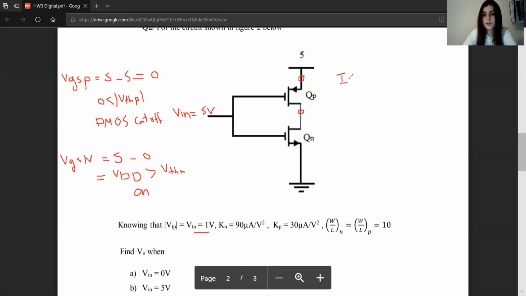So no current is flowing through N because it's cut off. No current is flowing through P because it's cut off. So the current equals 0. So V output will equal 0. Because the PMOS operates as an open circuit, there's no way for the voltage right here, 5 volts, to pass through to the output.